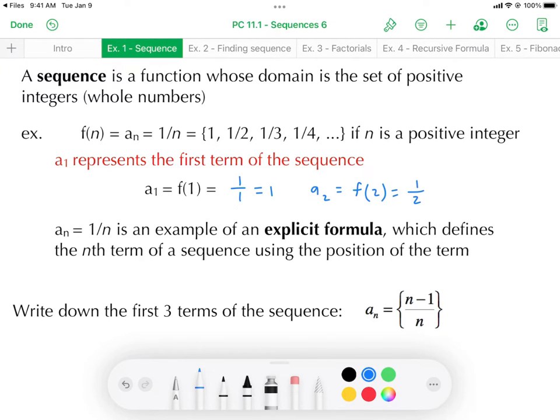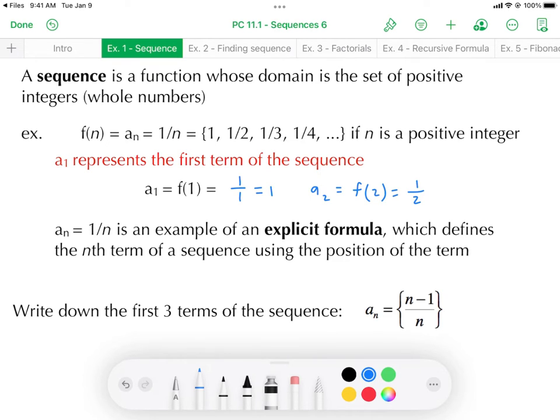Okay. Now again, this is known as an explicit formula. An explicit formula, you can use it to find any term of the sequence directly. So like if I wanted the 100th term, a sub 100, or f of 100, that would simply be 1 over 100. I can explicitly get that value without knowing any other terms in the sequence.